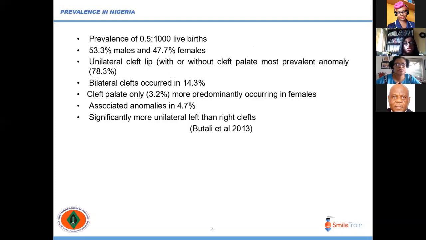Have noted that unilateral cleft lip and palate are the most prevalent cleft anomalies seen in this part of the world, with bilateral clefts occurring in 14.3%. There's a predominance for male occurrence, and also left-sided clefts. Whereas cleft palate only is seen most frequently in females.